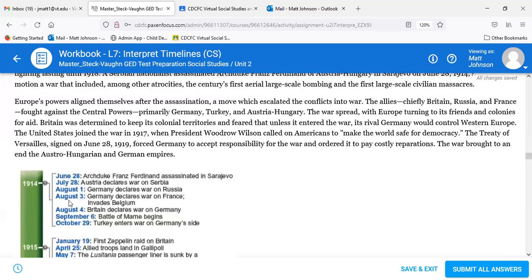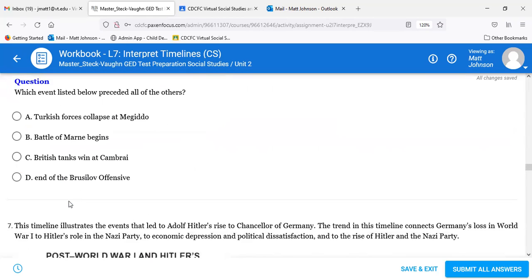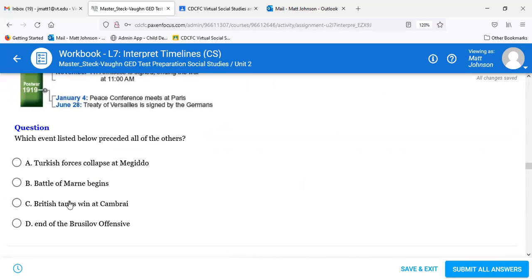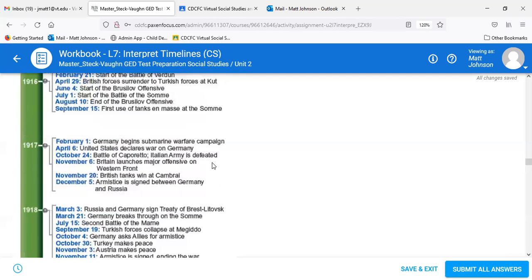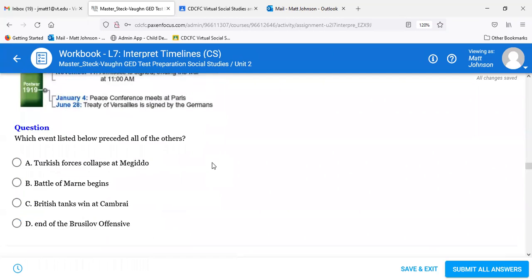Okay, let's see. Tracy, would you like to do number 6 for us? Yes. Number 6, which event listed below preceded one of the orders? A. Turkish forces collapse at Megiddo. B. Battle of Marne begins. C. British tanks win at Cambrai. D. End of the Brusilov offensive.